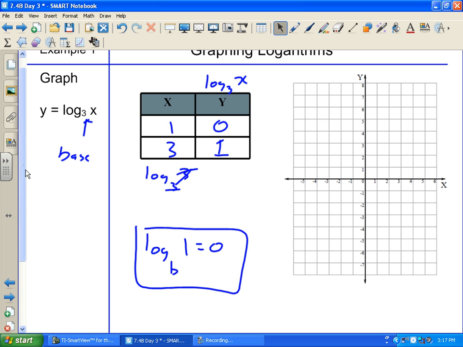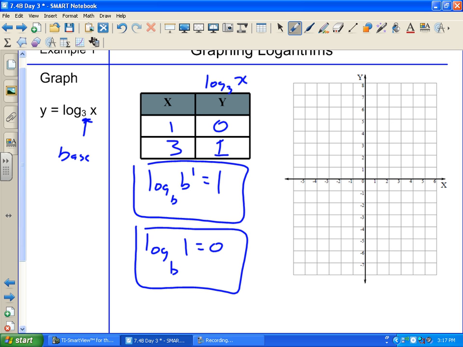In other words, for your parent function, these coordinates that I have listed there, those 3 coordinates, will always be those coordinates. The only thing that will change, and that's why I said the base, is that. Okay? Again, log base b of b to the 1 simplifies to 1. That's what we're using for that one, and we're using that for that one.